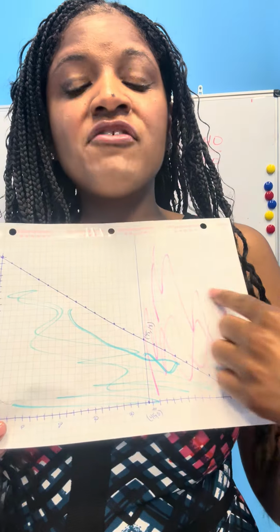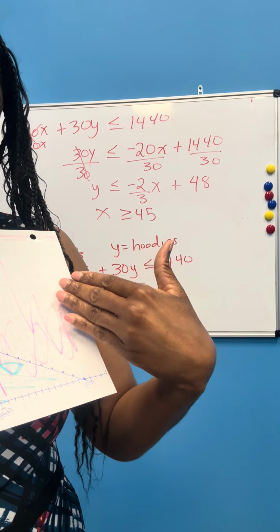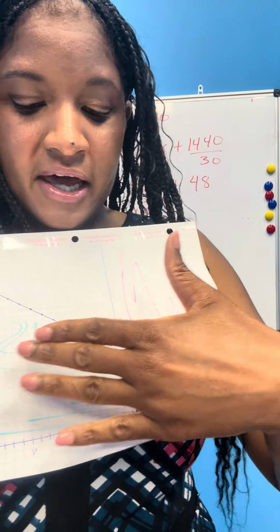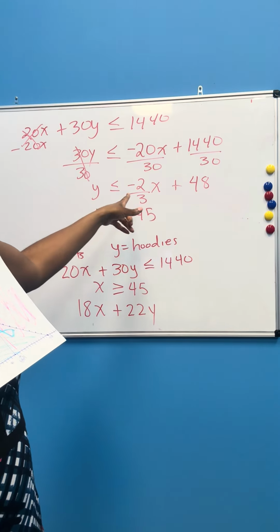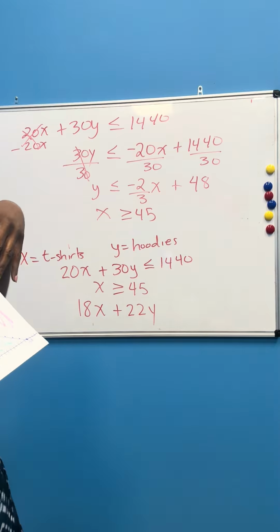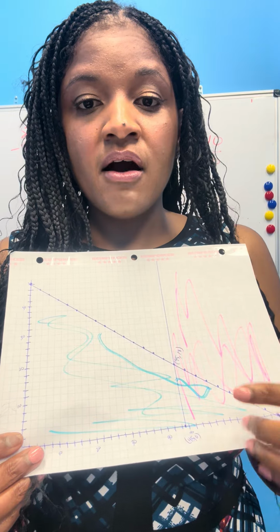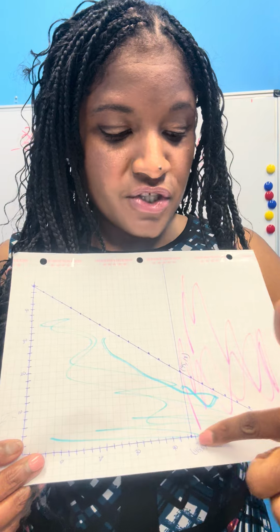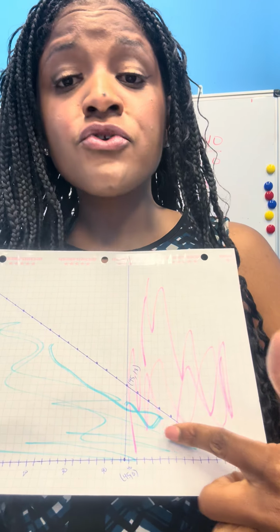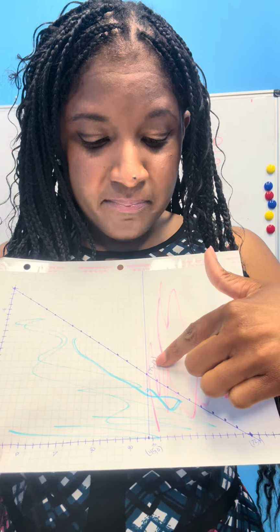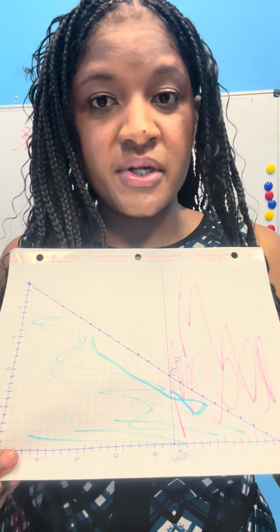What I have shaded in pink is the greater than, so it's to the right of that line, X is greater than or equal to 45. And what I have shaded in blue is for the time constraint, negative 2/3 X plus 48. Where your possible answers are is where the pink and the blue meet. There's a triangle where the pink and the blue meet right here in this region. So those are my possible answers. One possible answer is (45, 18), another possible answer is (45, 0), and the other one is (72, 0).